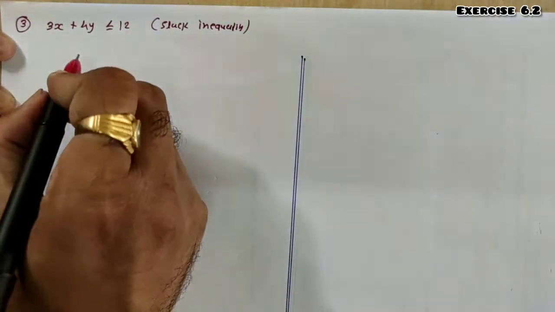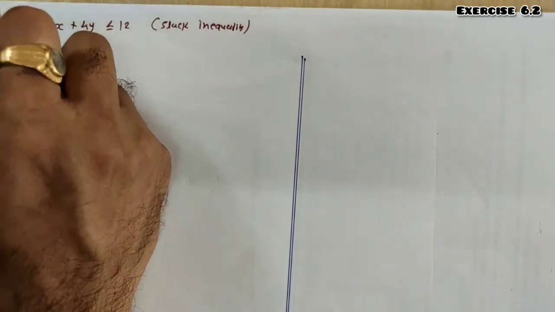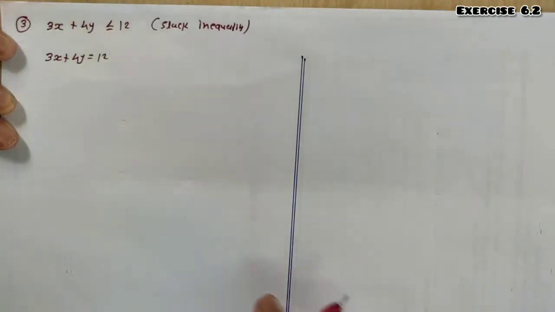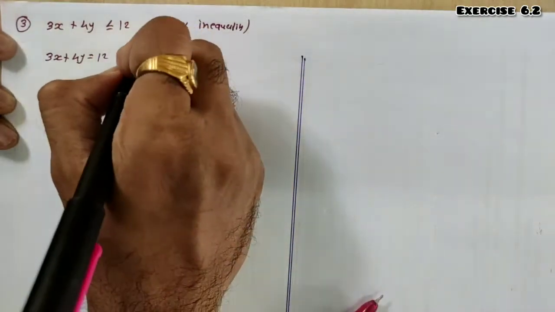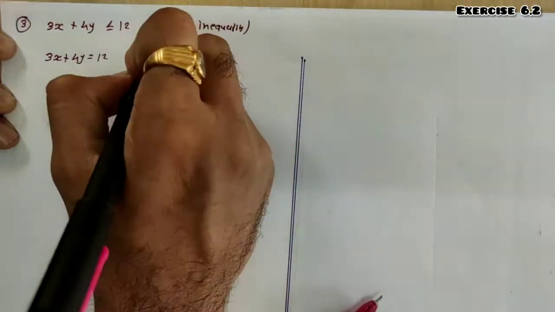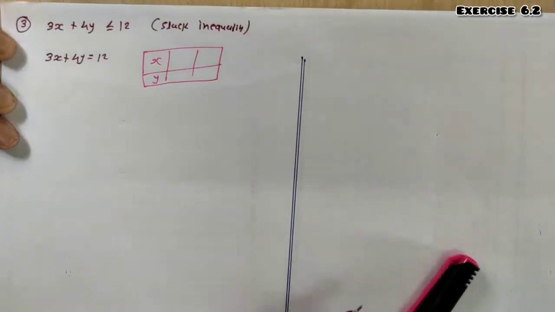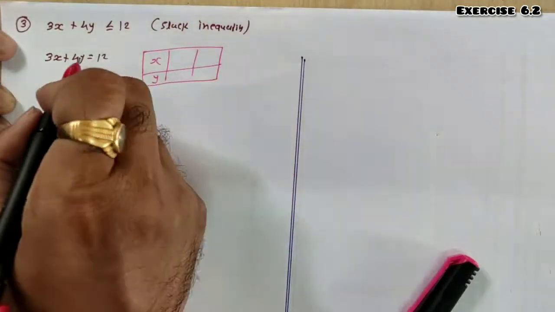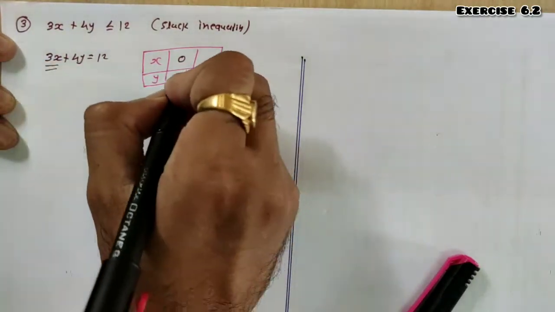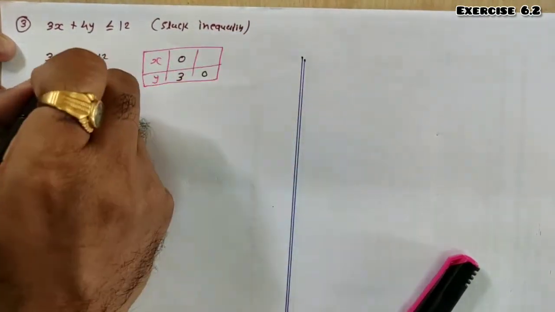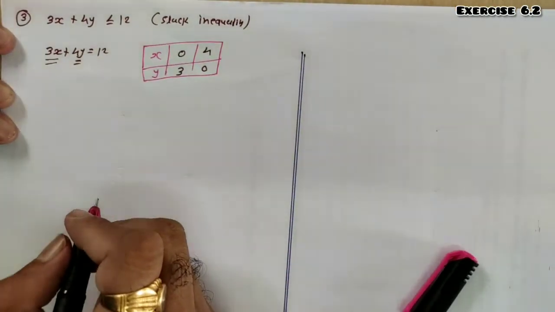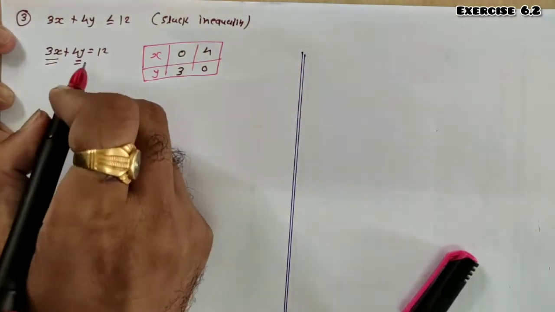So first we'll consider the equation of the straight line, which will be 3x plus 4y equal to 12. Remove the inequality, you only have to consider the equality. Now you have to draw the coordinate box. In the coordinate box you have to consider different values of x and y, which you take yourself. If we take x equal to 0, we get y equal to 3. And if y equal to 0, then x equal to 4. So two points in a Cartesian plane are there, and we can draw the graph of this straight line.